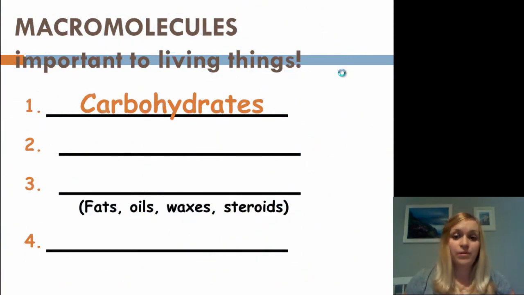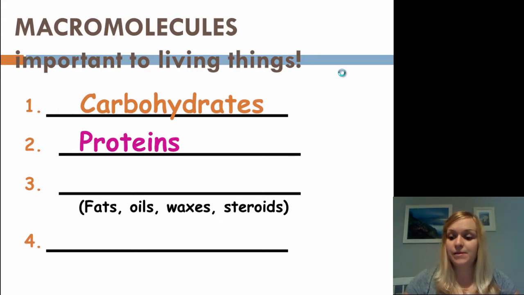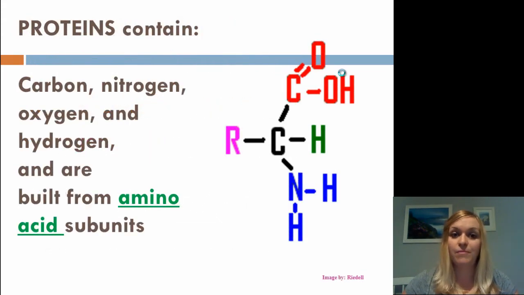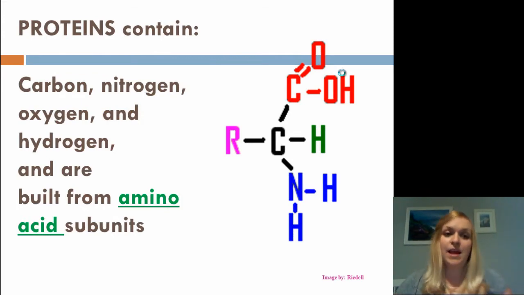Okay, now we've talked about carbohydrates, yummy, but there's other really important macromolecules that we have to have as well that are much more important to us. And this next one is extremely important, proteins. So let's talk about proteins and how they're made. Now, proteins contain all four of those essential elements that all living things require: carbon, nitrogen, oxygen, and hydrogen. And they work together to form something called amino acid subunits.